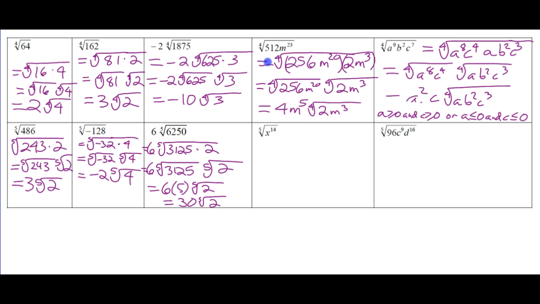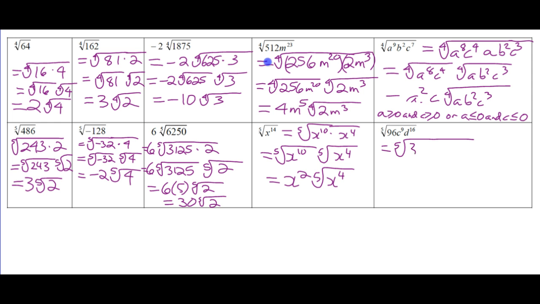X to the 14th. So what do I need? X to the 10th, right? So largest multiple of 5 less than 14. So it's x to the 10th times x to the 4th, which is the fifth root of x to the 10th, fifth root of x to the 4th, which is x squared, fifth root x to the 4th. 96. What's that? What 32 and 3, right? Yeah, okay.